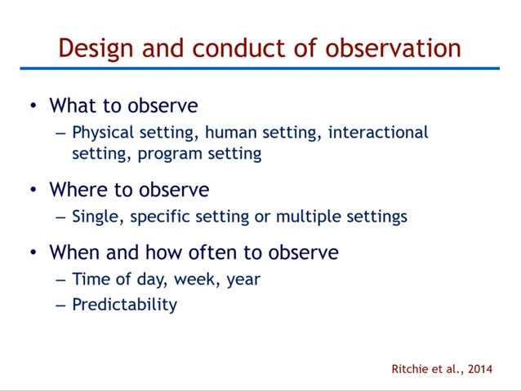So there are several dimensions of observation that need to be planned beforehand. First, you need to decide what to observe, right? Unfortunately, it's not possible to observe every single thing. And the dimensions of observation usually include the physical setting, the human setting, interactional setting, and the program setting. Another thing to plan is where you will observe. Is it a specific setting, like a health clinic, or is it multiple settings, like people's homes or workplaces, or places where people socialize?